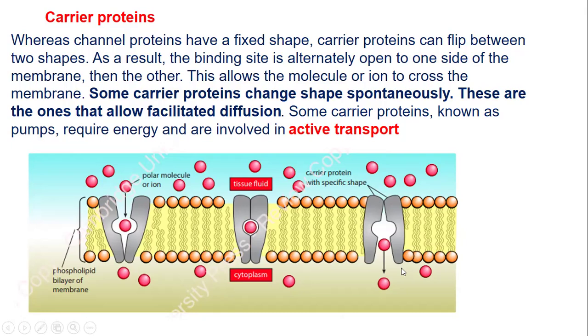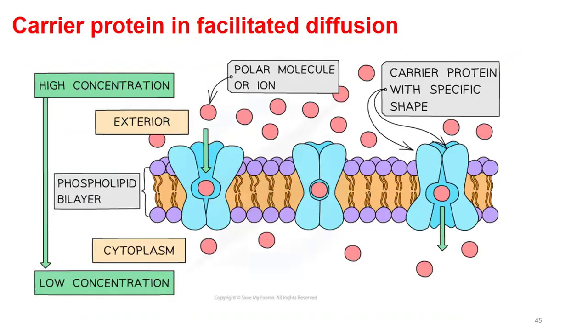So if the carrier protein does not need energy to change shape, then we can say it is carrying out facilitated diffusion. So some carrier proteins just change their shape spontaneously. The moment the polar molecule to be allowed to enter into the cell surface membrane attaches to it, the protein just changes shape spontaneously. It doesn't require energy. So if it doesn't require energy, we shall call that facilitated diffusion. However, there are some carrier proteins that need energy to change their shape. So if a carrier protein requires energy to change its shape, then that will not be facilitated diffusion. That will be active transport. So please note the difference between the two.